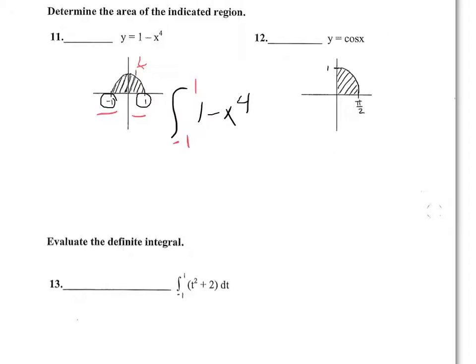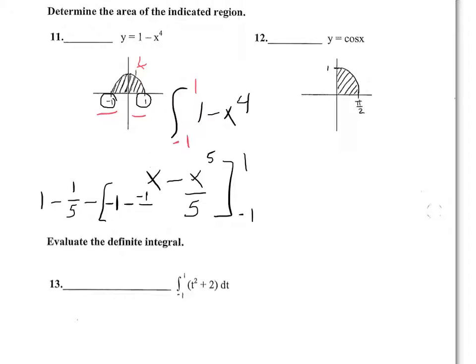Okay, so the integral of 1 minus x to the 4th should be x minus x to the 5th over 5, and we will evaluate that from -1 to 1. So if I plug in a 1, I should get 1 minus 1 to the 5th is still 1 minus a 5th, and then minus, and then all in parentheses, make sure I should get a -1 minus -1 to the 5th is still -1 over 5.